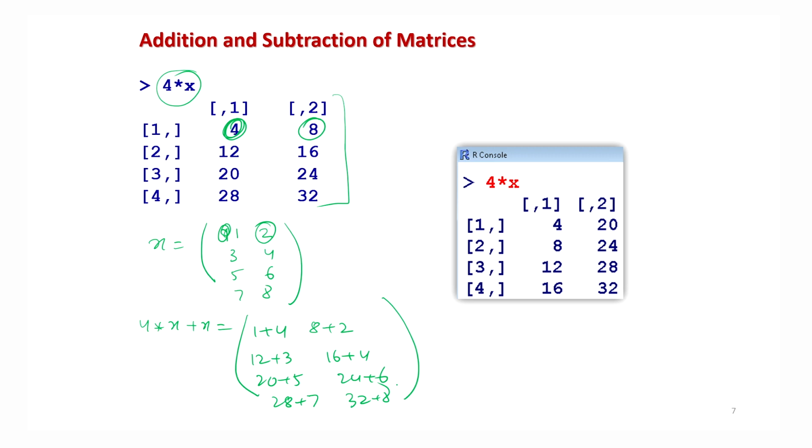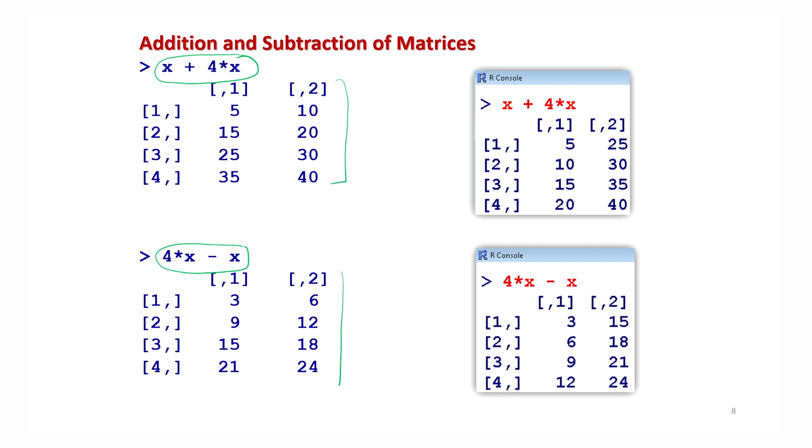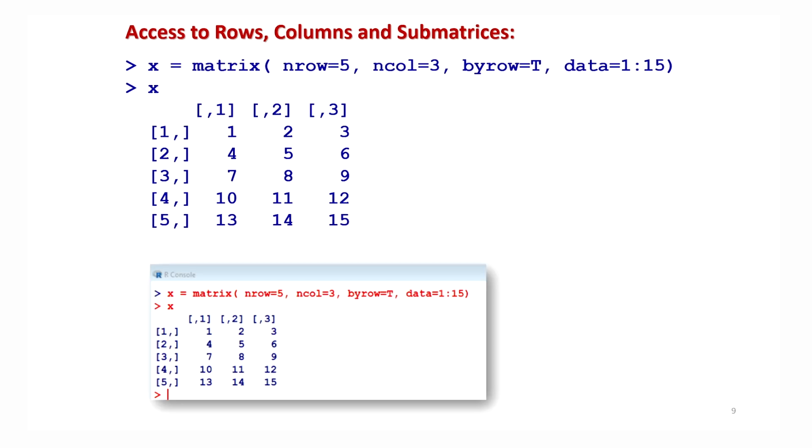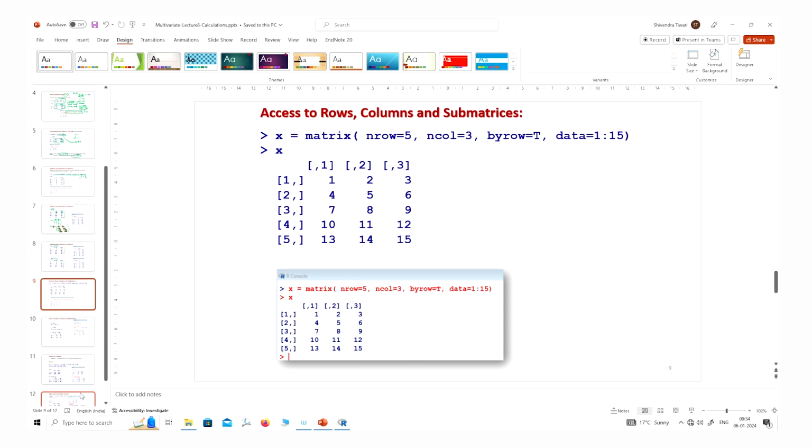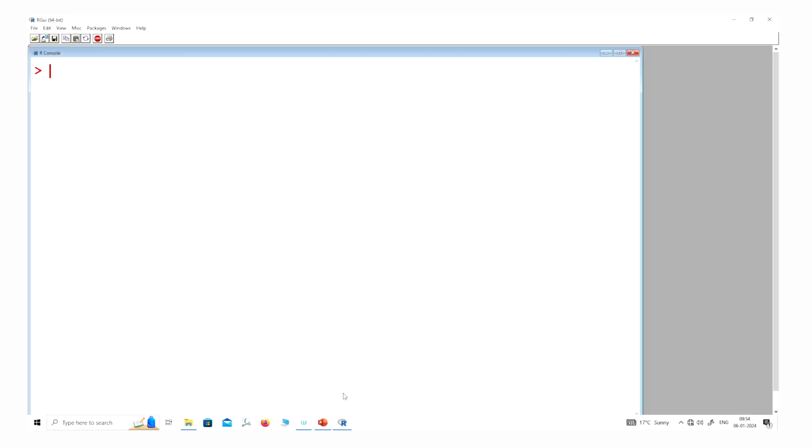And similarly, if I do the subtraction, then all these plus signs will be replaced by the minus sign, right? So this is how the element wise operation for addition and subtraction works, and you can verify these results here also. You can see it's not a very difficult thing actually, right? And now before I go forward, let me show you these operations in the R software also.